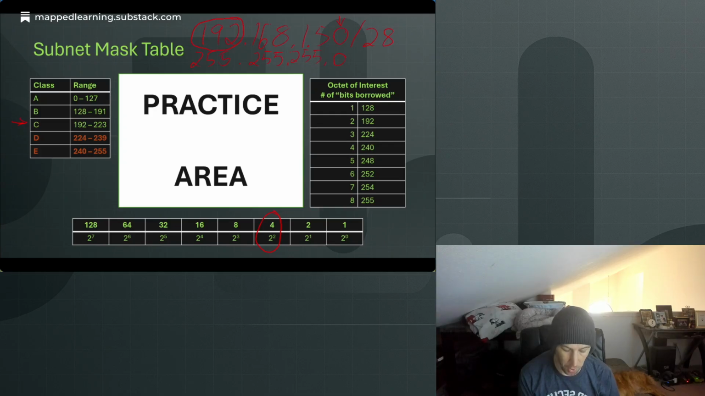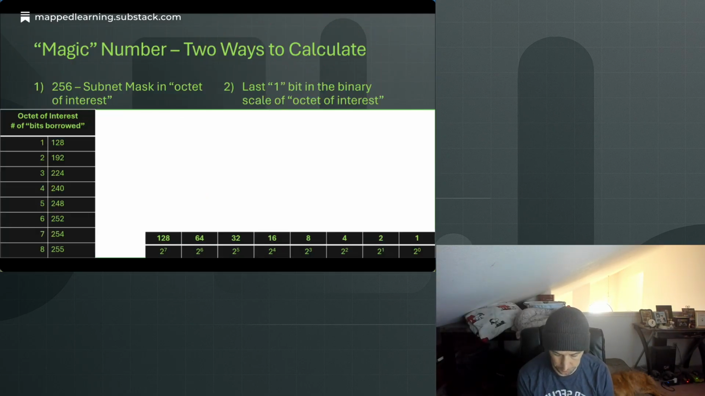Okay? So if we're borrowing 4 bits, down here at the binary scale, we have 1, 2, 3, 4. Now this is where these numbers on the right come in. If you take 128 plus 64, that is 192. Add 32, it's 224. Add 16, that is 240. So what does that mean for our new subnet mask?